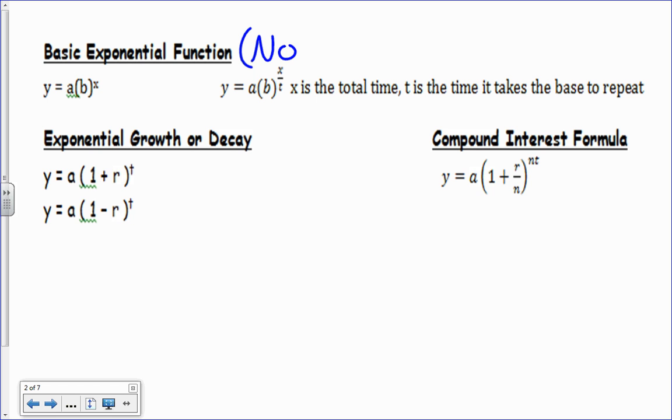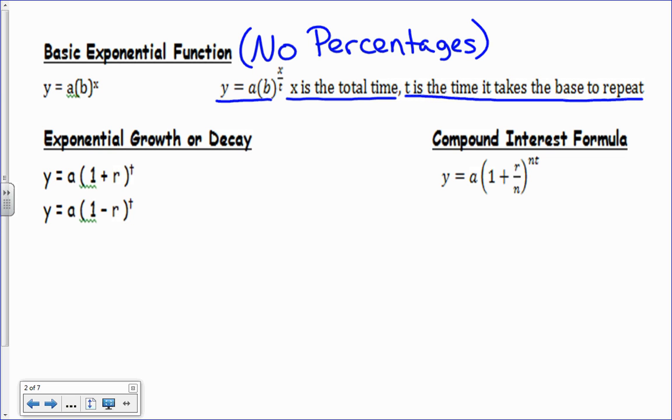There are no percentages. If there are no percentages, you use the basic function. Now, what you do have to study and memorize is in this formula right here, y equals a times b to the x over t. X is the total time. T is the time it takes the base to repeat.